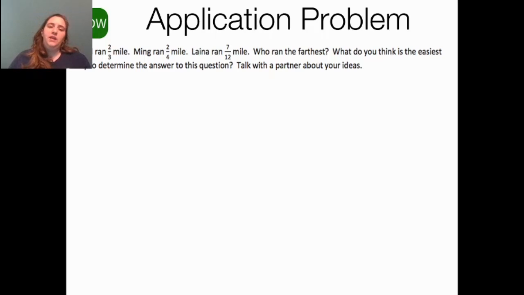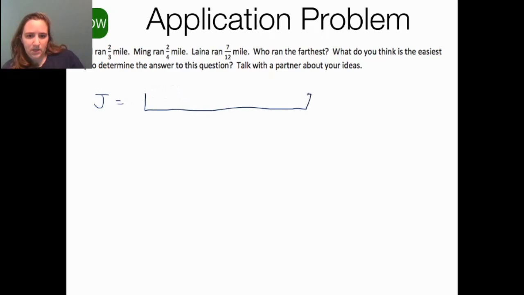Alright, so I'm thinking that the best way is actually to try and draw 3 tape diagrams and then to break them up so that they have all equal parts, and then we can compare who actually ran the furthest. So we'll start with Jamal. I'm going to draw as best I can. Sorry guys, it's not going to be pretty. 2/3. So this is 1/3 and 2/3.